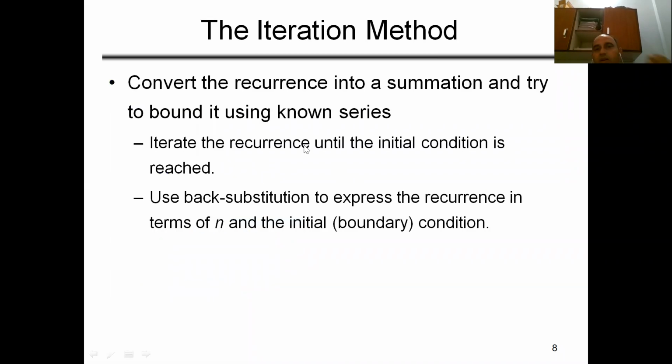In this iteration method, we convert our recurrence relation into a summation or try to bound the summation in the form of n. So we can use a back substitution method to express the recurrence in terms of n. Let's take an example of how this works.